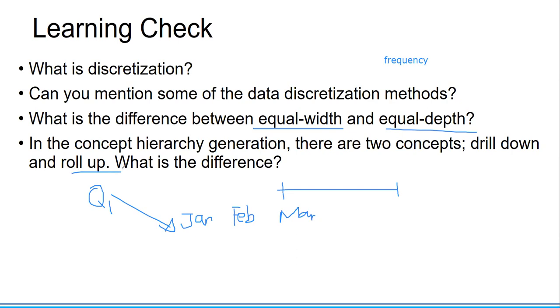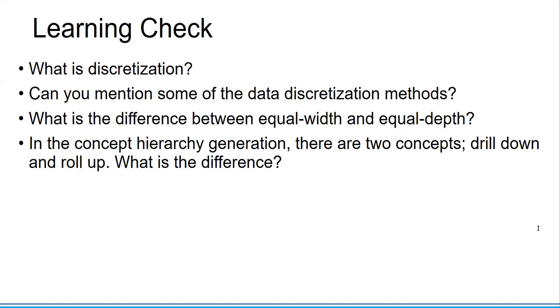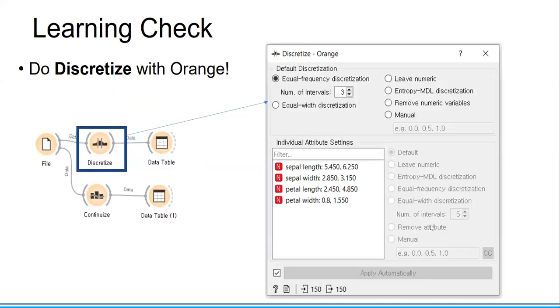Roll up, what is roll up? We want to make it a higher level. For example, maybe we know the cities in Korea, let's say Seongnam, Suwon, Yongin. We can just call the state, since they are in Gyeonggi province. So we roll up to the higher level. That's the difference between drill down and roll up.